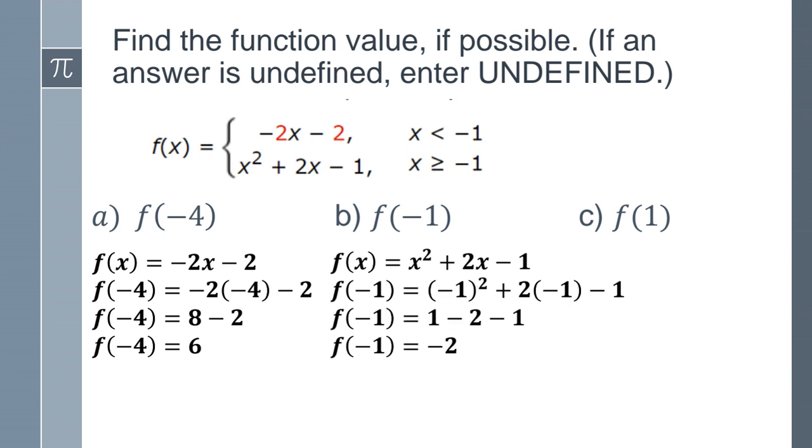So we have -1 squared plus 2 times -1 minus 1. So a -1 squared is +1. 2 times a -1 is a -2. We have -1. So then we have 1 minus 2 is -1. -1 plus a -1 is a -2. So when my input value was -1, my output was -2. Okay? And the last one, C.